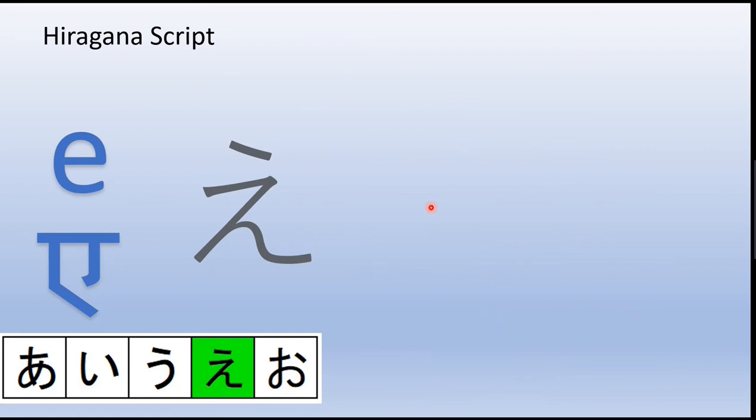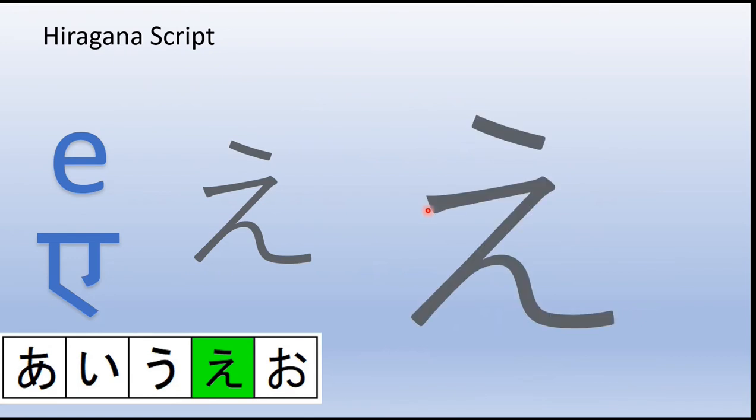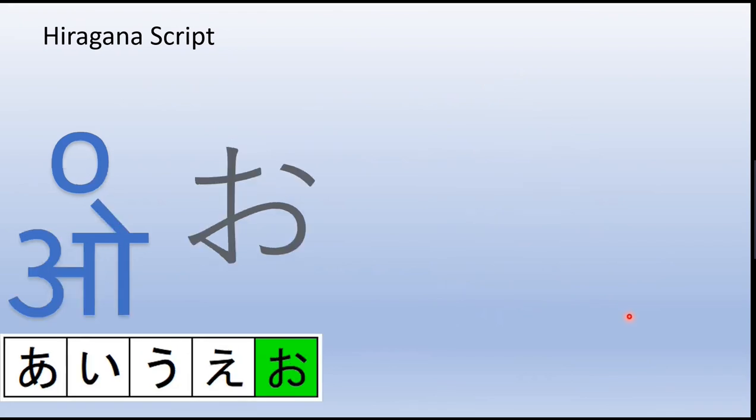Then we have E. It looks like the Z alphabet of English. So this is E, the first stroke, and in the second stroke we will write the second part. So this means in two strokes we are writing E.